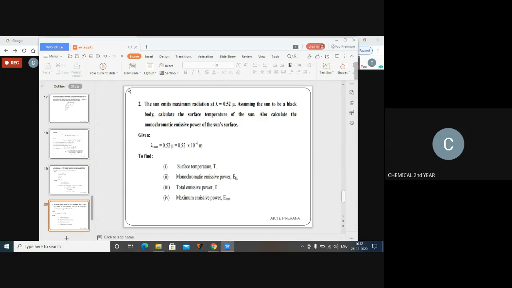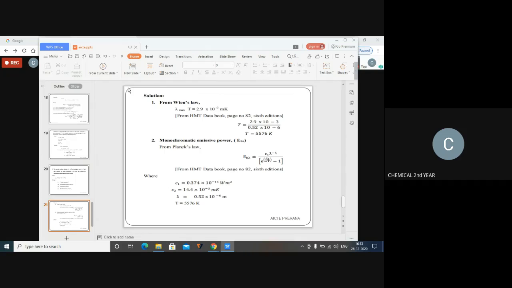The monochromatic emissive power is E b lambda. Then the total emissive power is given as E, and the maximum emissive power is given as E max. From Wien's law, lambda max into T is equal to 2.9 into 10 to the power minus 3 meter Kelvin. This has been taken from the heat and mass transfer data book.